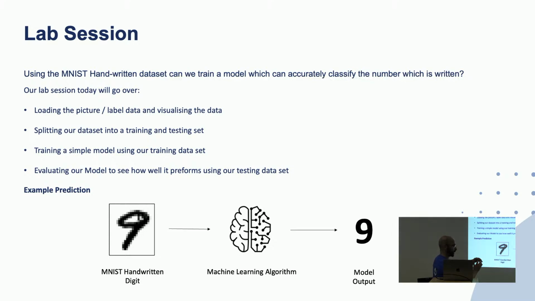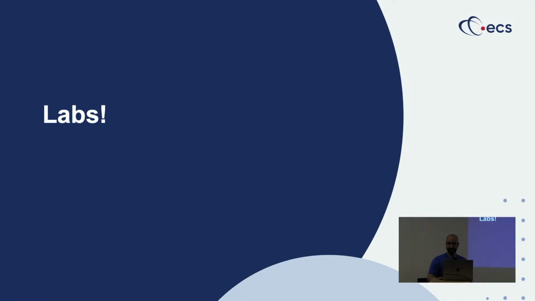Ultimately, that's where you get your accuracy from, because most machine learning models will be very accurate on the training data, because that's what they've learned from. They've learned those patterns exactly. We're going to train a simple model on this to do that exact task, and we're going to evaluate this model to see how well it performs using the testing data. And this is an example of what we're looking for. Cool. Over to you, Nick.